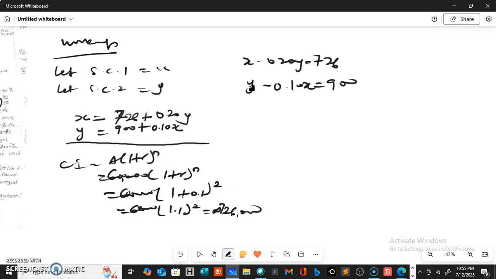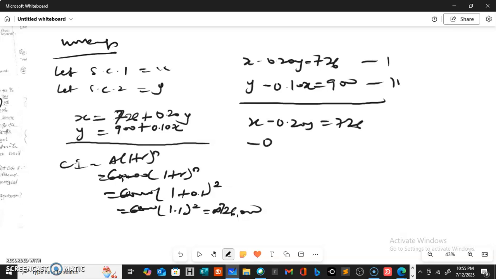So let us rearrange again. It should be equation 1, equation 2. So that will now be x minus 0.20y equals 726, and minus 0.10x. When the y comes there, it becomes negative. When it comes back, it becomes positive. So that will be plus y equals 900.